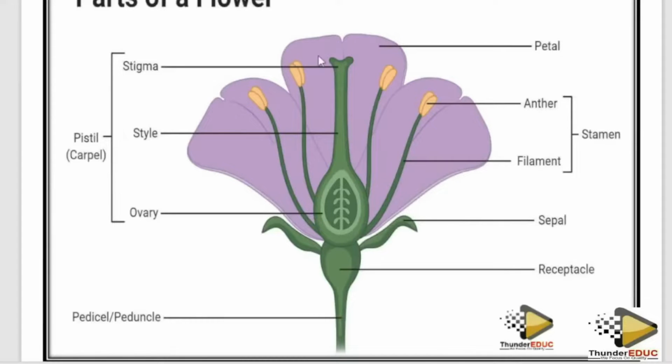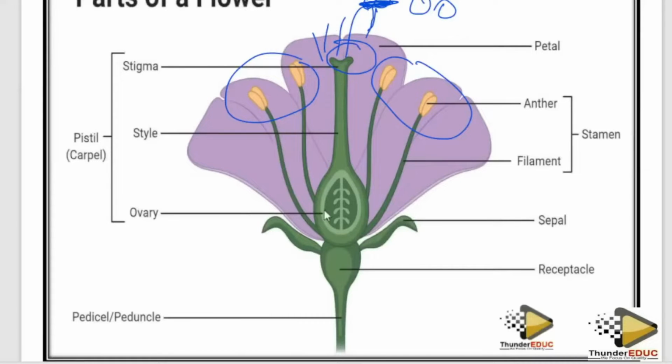Is this insect pollinated or wind pollinated? Check this and check this. The moment these anthers are below the stigma, it means that it is insect pollinated. Because if it was wind pollinated, the anthers would have been up so that when they shake, the pollen grain will fall on the stigma and then fertilization will take place. But because now the anthers are below the stigma, it means that this flower is an insect pollinated flower.